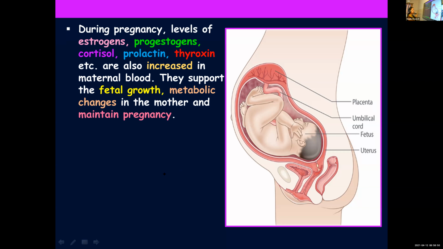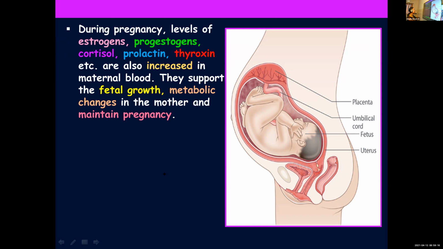Thyroxine you have already learned. It regulates the metabolism of carbohydrates, proteins, and fats. Cortisol also helps in regulating the metabolism, controls blood sugar. Prolactin promotes lactation. Cortisol, I'll repeat once again: it helps in regulating metabolism and blood sugar. Prolactin promotes lactation. Thyroxine regulates metabolism.